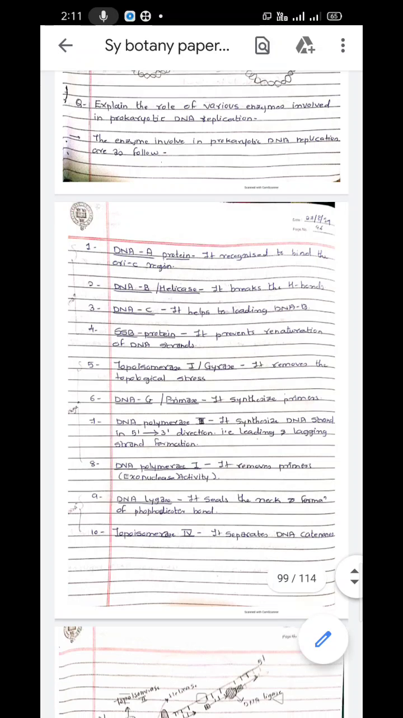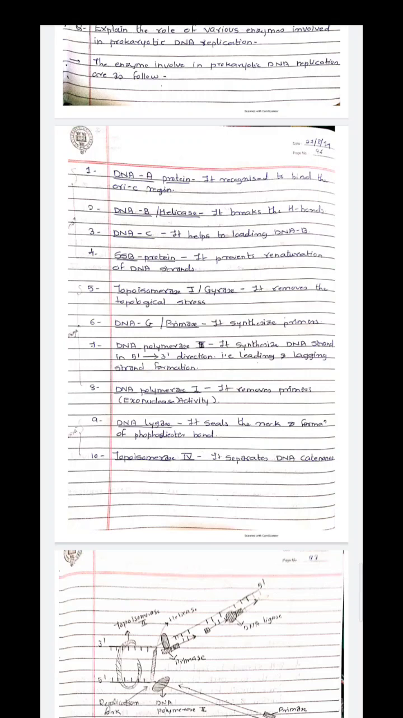Then DNA ligase. These ligase enzymes seal the nicks and form the phosphodiester bonds at both ends, at the 3' and 5' end. So the function of DNA ligase is sealing the nicks of the newly formed DNA strands. Then the last enzyme in this process is topoisomerase 4.